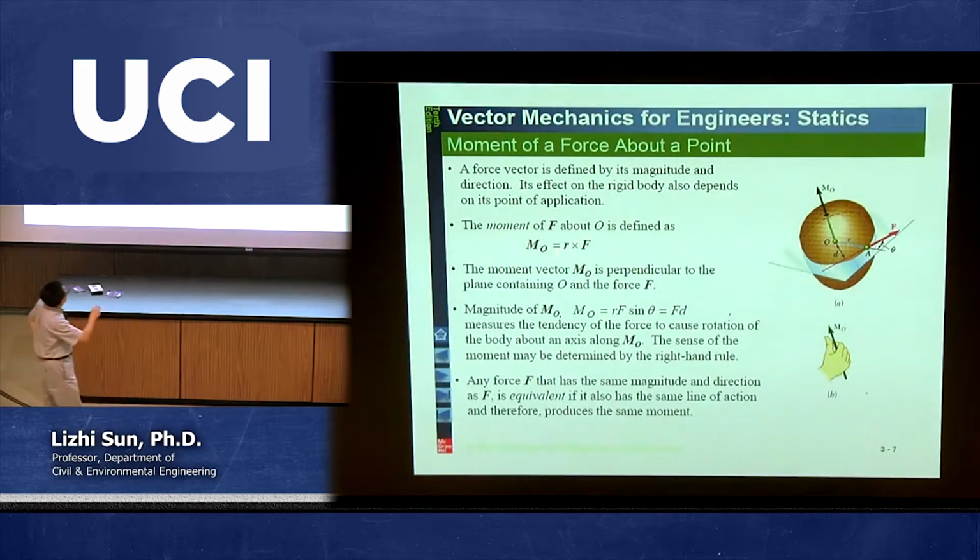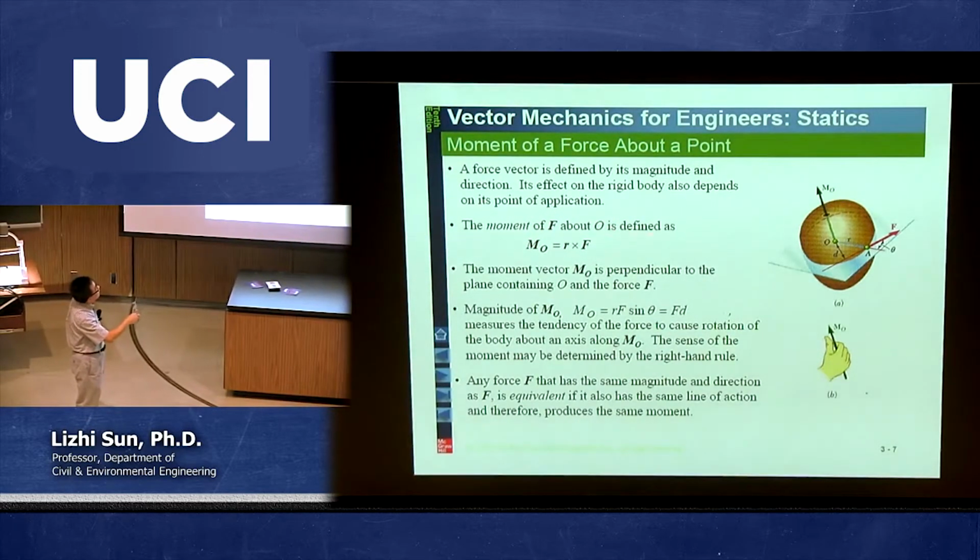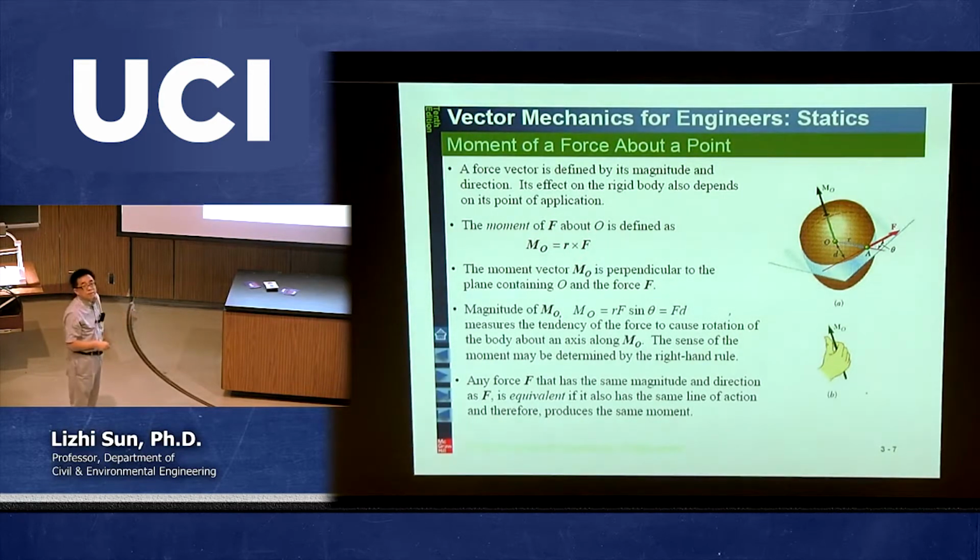So the definition of the moment of a force F about point O is defined as R cross F. So I already introduced cross product. Now I need to talk about this first vector. I need to talk about the second vector in order to demonstrate the result, which is called the moment of a force about that point O.